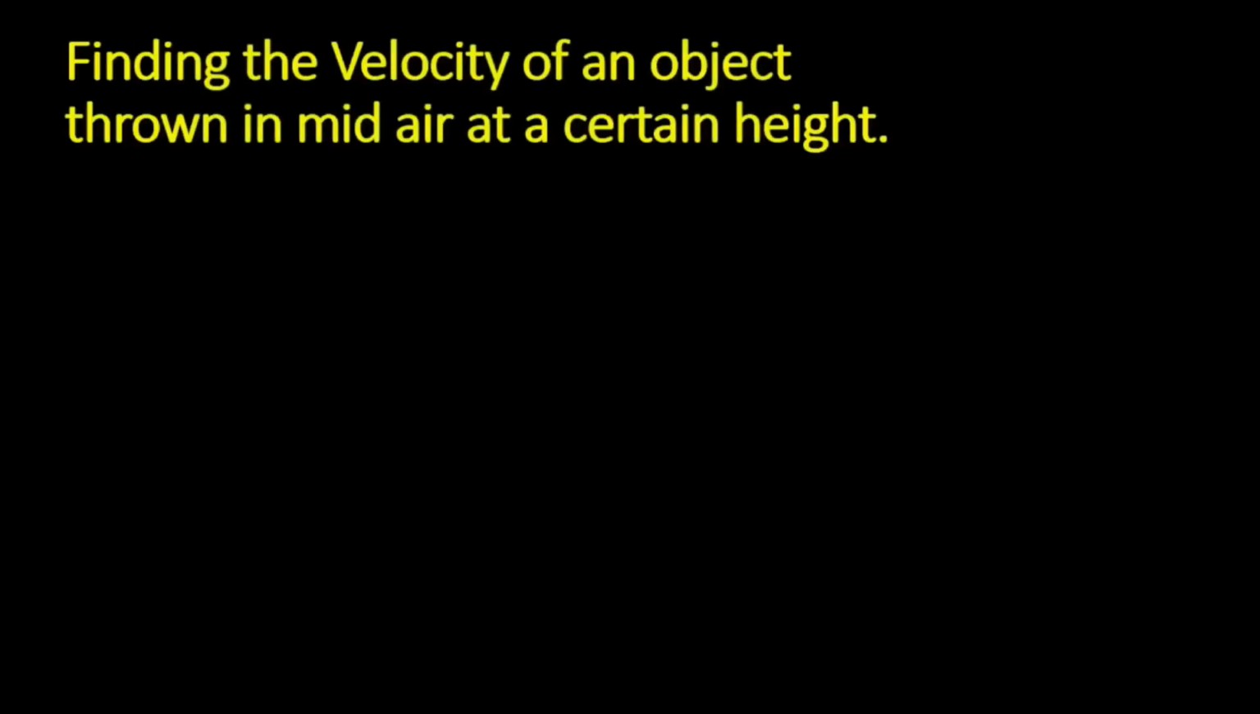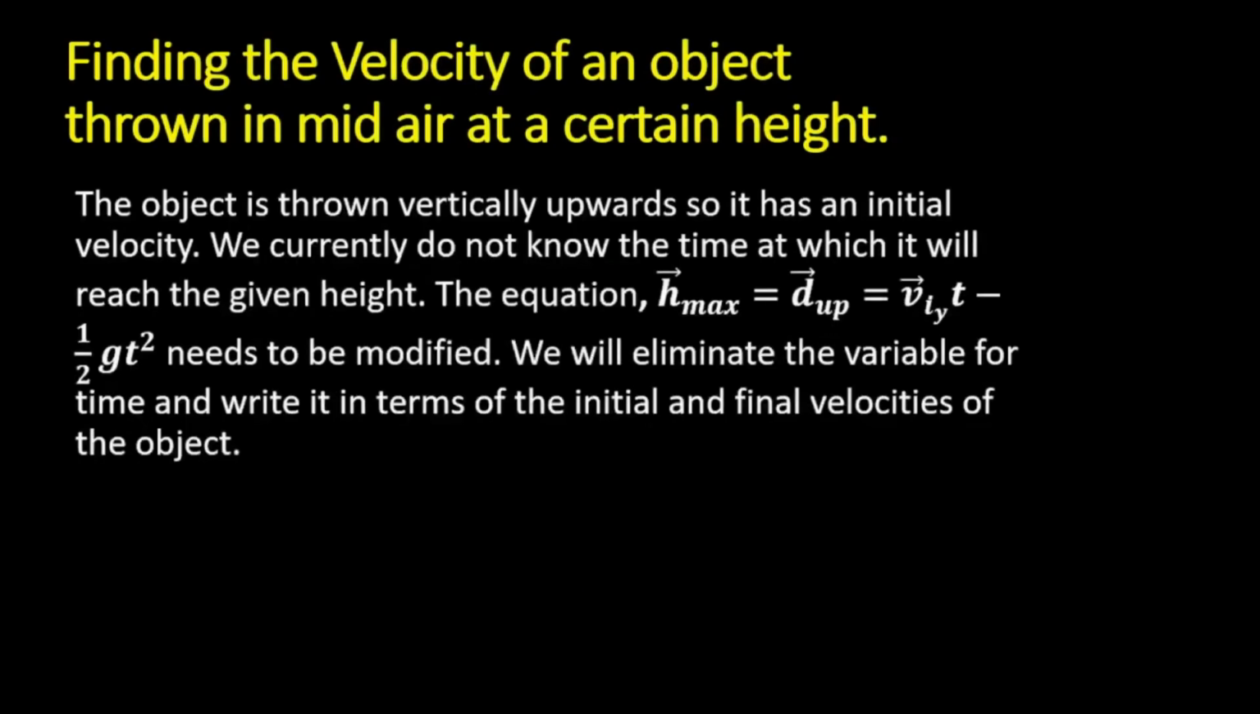Finding the velocity of an object thrown in mid-air when it is at a certain height. The object is thrown vertically upwards, so it has an initial velocity. We currently do not know the time at which it will reach the given height. The equation, maximum height reached by an object is equal to d up, is equal to v sub i along the y-axis times time t minus 1/2 g t squared, needs to be modified. We will eliminate the variable for time and write it in terms of the initial and final velocities of the object.